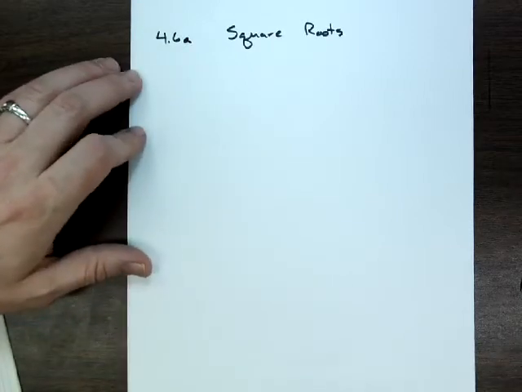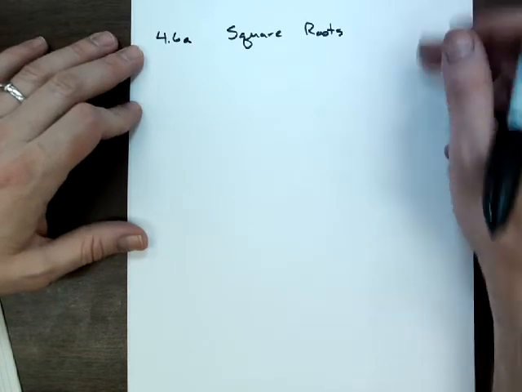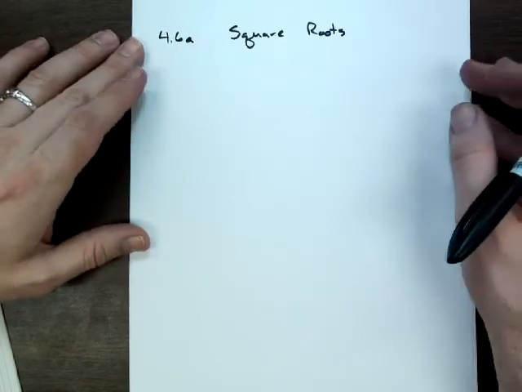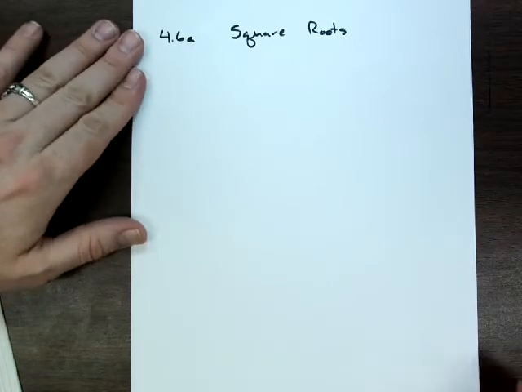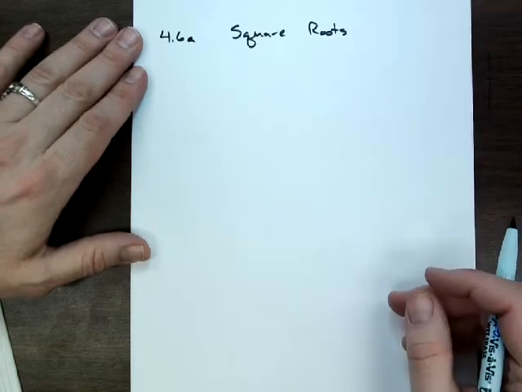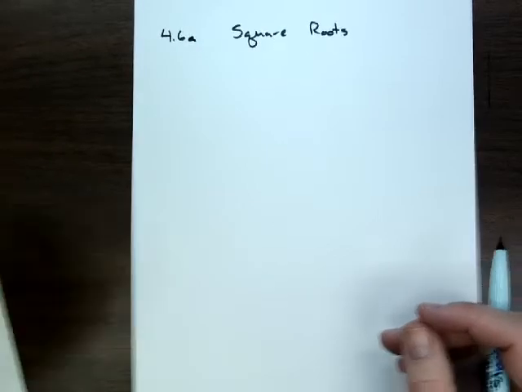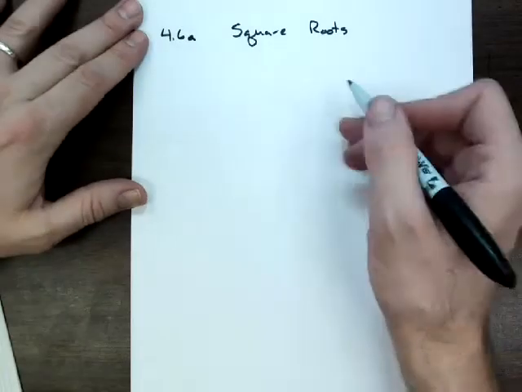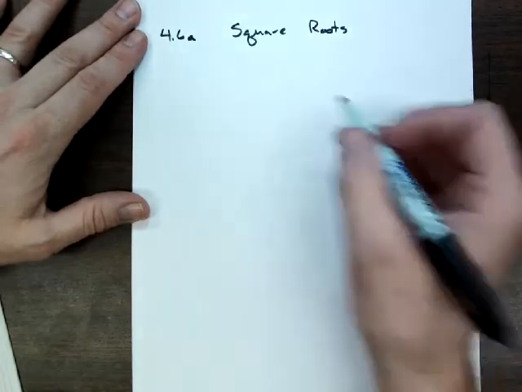Okay, I'm breaking this last section into two videos because it's a fairly big topic, although it's fairly straightforward, but I want to give it a nice thorough treatment. So what we're going to talk about is what we call a square root. A square root is basically going backwards from squaring a number.